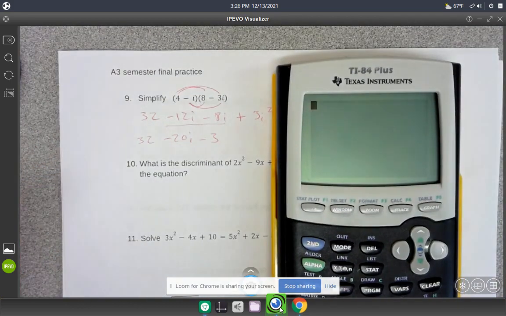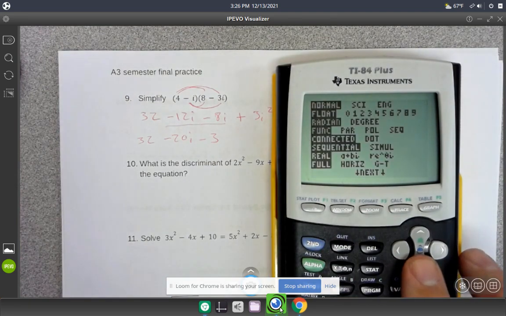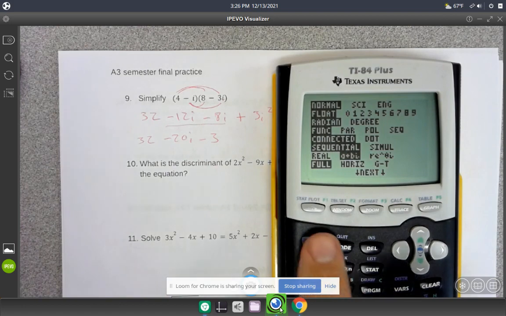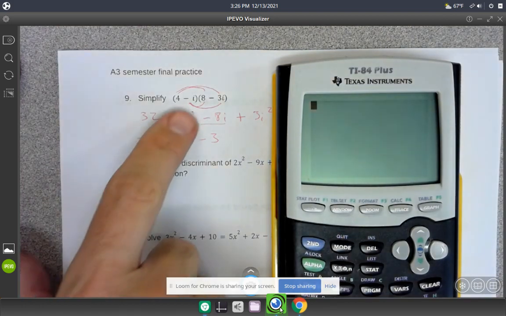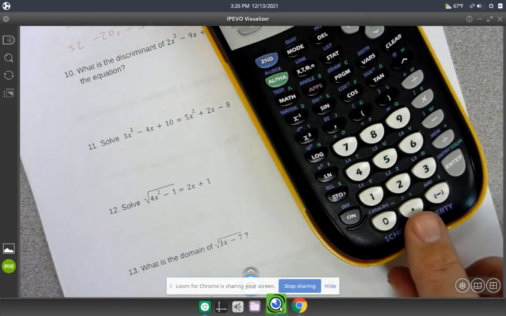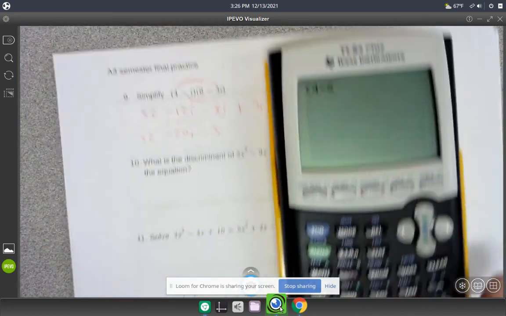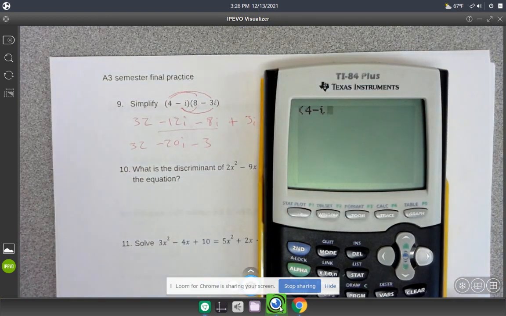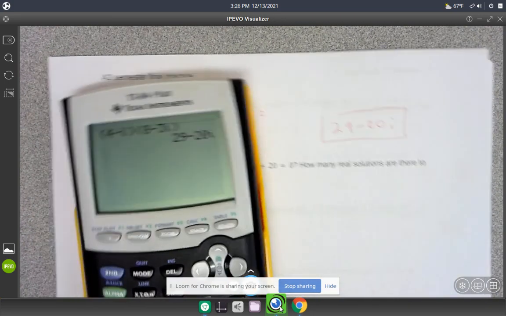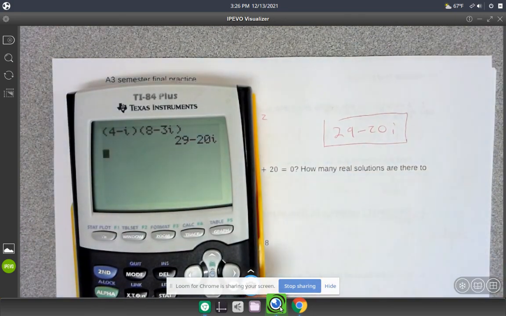The other way, if you want to just throw it in the calculator, you have to make sure that you are in, I press mode, make sure you're there, that you're in a plus bi mode. And then you can just type it in. Parentheses 4 minus, and then i is right there, so you got to press second and then the period. And then 8 minus 3i. There you go. 29 minus 20i.